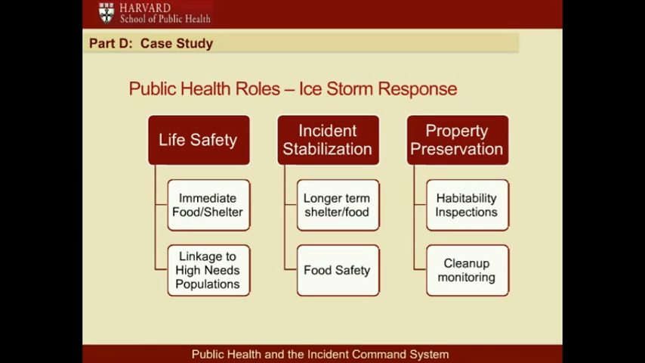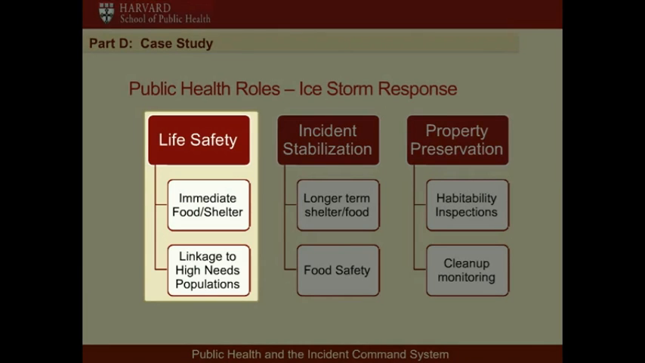As public health was brought into the planning process during this case study, we look at the three principal areas of emergency response. We start with life safety. Public health is there to assist with immediate food resources, immediate shelter resources, using their volunteer forces and their staffing to stand up an emergency shelter in a community where there's been ice storm damage and power loss.